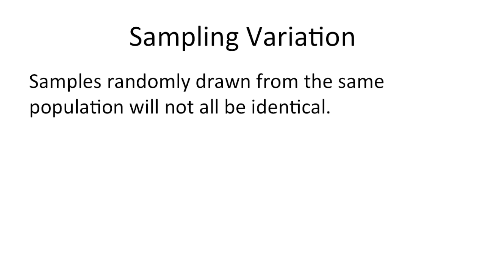Later in this course, when we learn about inferential statistics, you'll spend a lot of time thinking about sampling variation. Samples randomly drawn from the same population will not all be identical. You'll see this in your lab assignment this week. You'll take a few simple random samples from the same population, and you'll see that each one is different. This is due to random sampling variation.